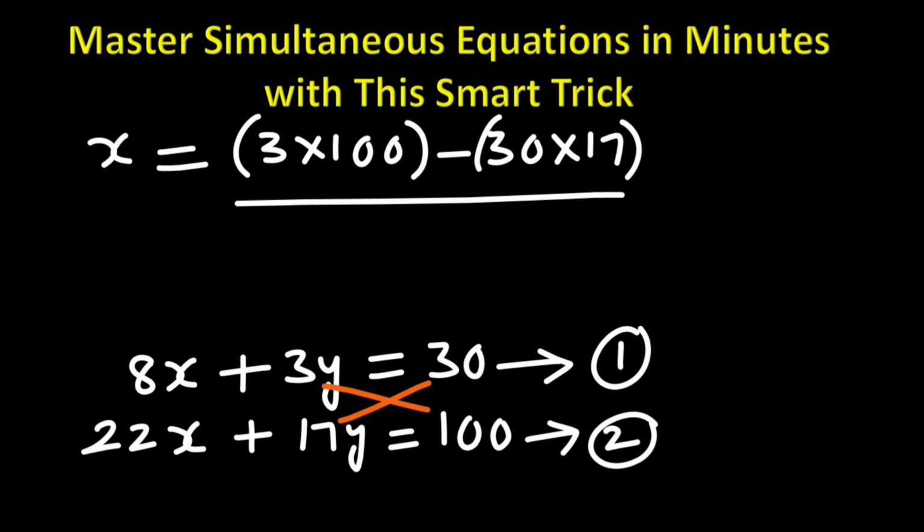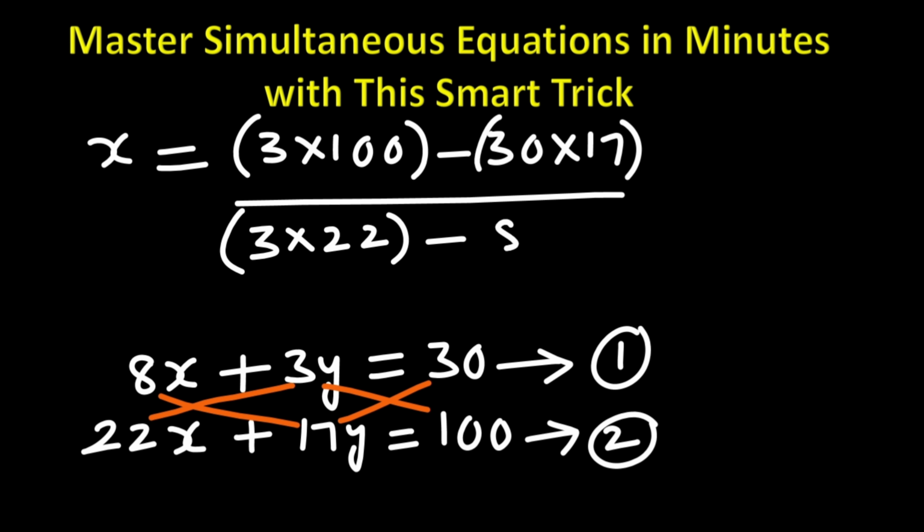divided by, to get the denominator part, we do again 3 times 22 minus 8 times 17, or you can say 17 times 8. So we write 3 times 22 minus, you write 8 times 17. Now we simplify this and see what is the value for x.